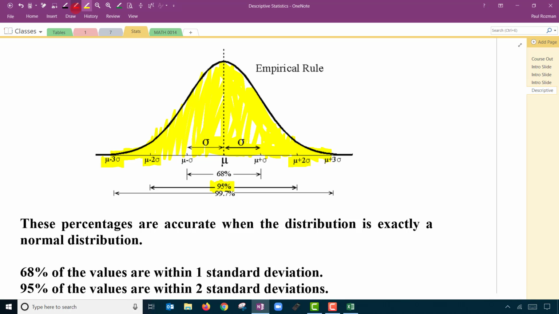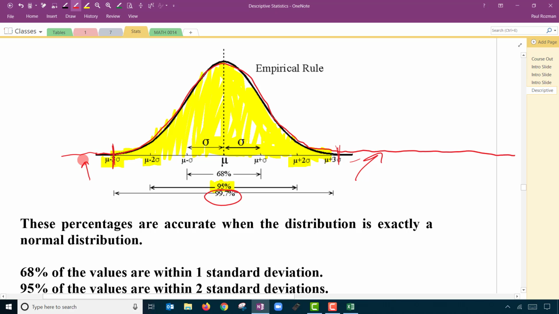This curve is asymptotic. It doesn't actually touch the axis there. It just keeps going, getting closer and closer to it. But once you get to this point, you have 99.7% of the data. Like, there isn't much out here anymore. There's only a 0.3% chance of having a value way above or way below.